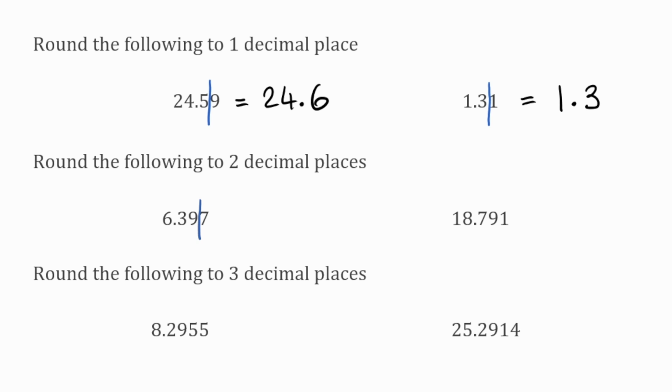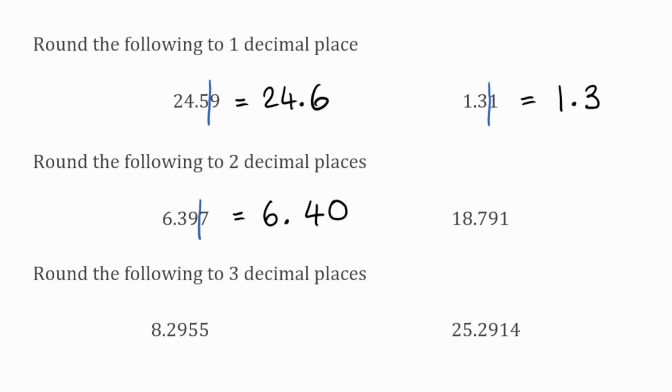So in this case, the 9 would actually round up to 10. So what we do in this case is we put a 0 in the units column, and then the 1 from the 10 we'd carry over into the tenths column, so the 3 would become a 4. So we can quite clearly see here that 6.397 rounded to 2 decimal places would actually be 6.40.